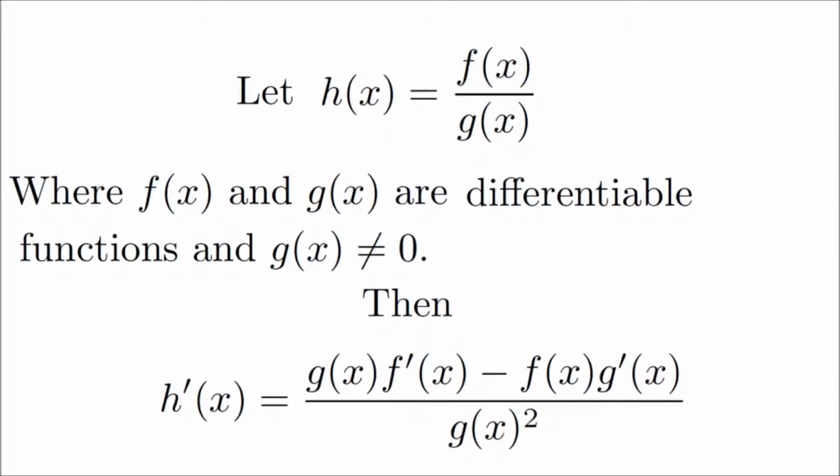In this video, we'll look at what the quotient rule for derivatives is and prove its correctness. The quotient rule states that given that a function h of x is equal to the quotient of differentiable functions f of x and g of x is not equal to 0 for the value of x of interest, then the derivative h prime of x is equal to g of x times f prime of x minus f of x times g prime of x over g of x squared.